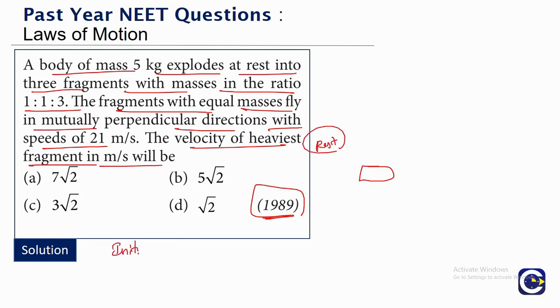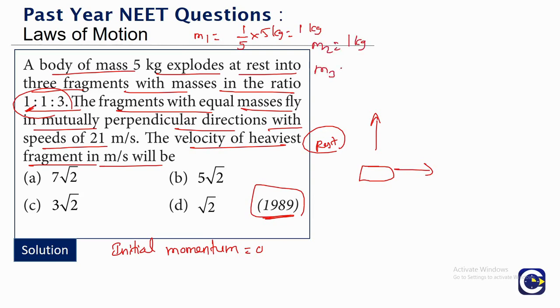So at rest means what is the initial momentum? 0. Now when it is exploding, see how it is exploding, 1:1:3. What will be the masses? M1 will be 1 part. Total number of parts are 1 plus 1 plus 3, which is 5. So 1 by 5 into 5 kg is 1 kg. Similarly, M2 also will be 1 kg. M3 will be 3 by 5 into 5 kg, that is 3 kg. So the equal masses are 1 kg and 1 kg. They are flying in mutually perpendicular directions with 21 meters per second each.